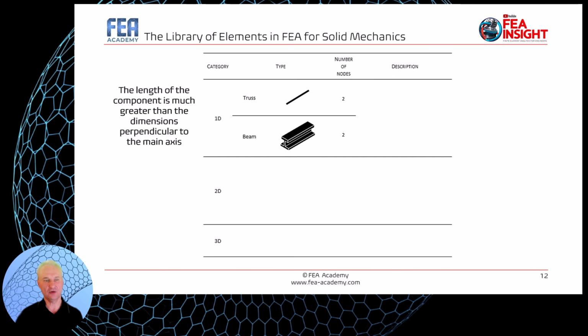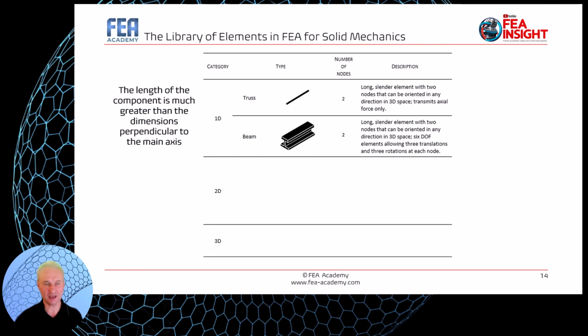Typically, for those 1D elements, we have the truss element with 2 nodes and the beam elements, again with 2 nodes. The truss elements are long, slender elements with 2 nodes that can be oriented in any direction in the 3D space, and they transmit axial force only.